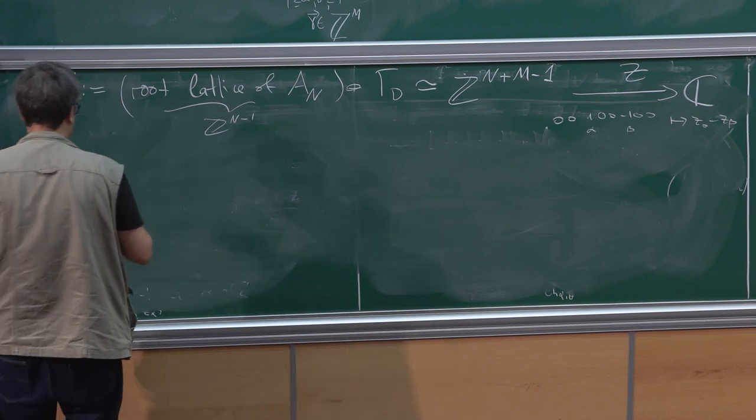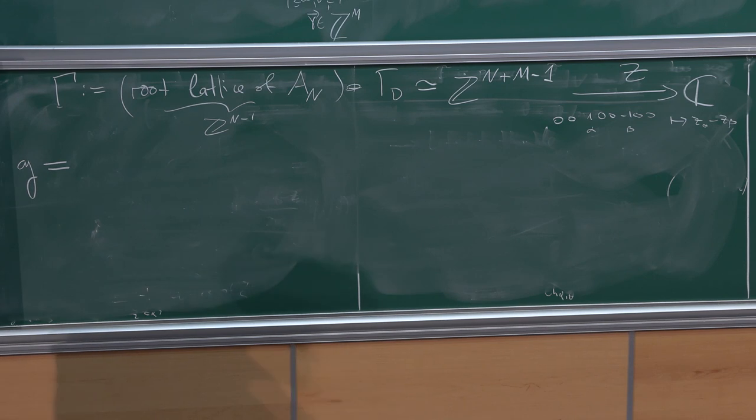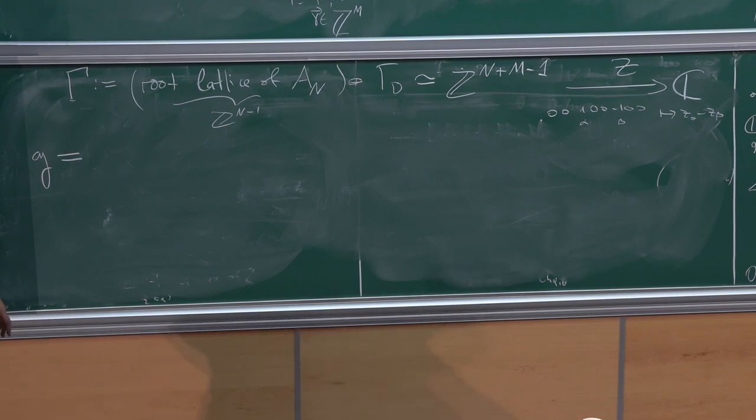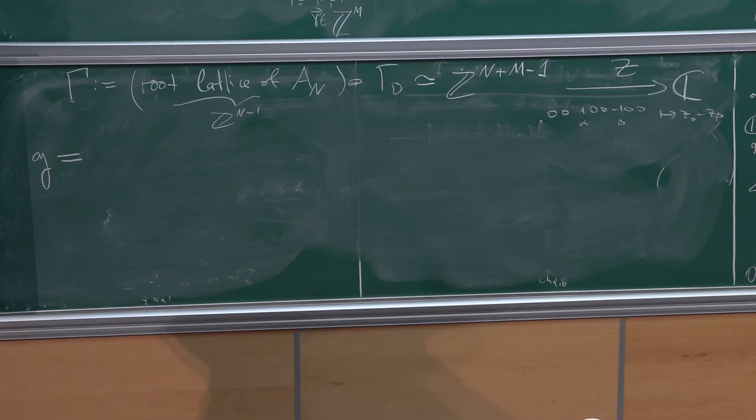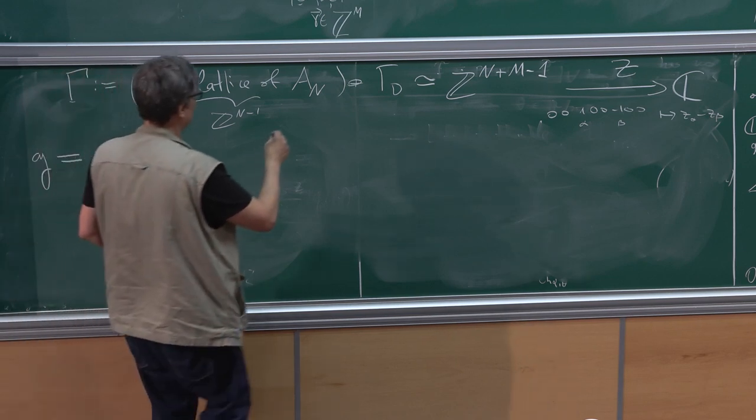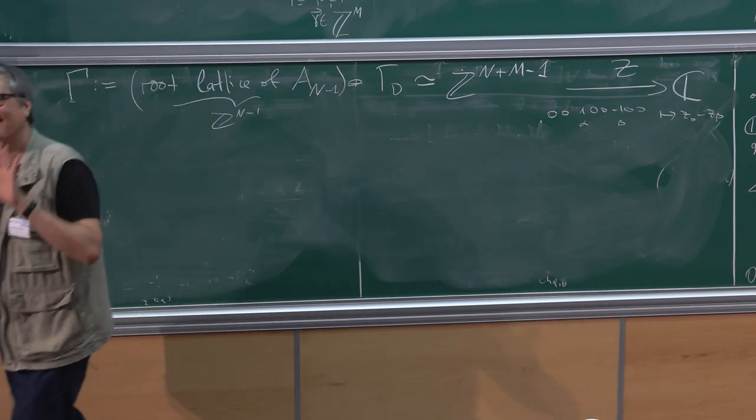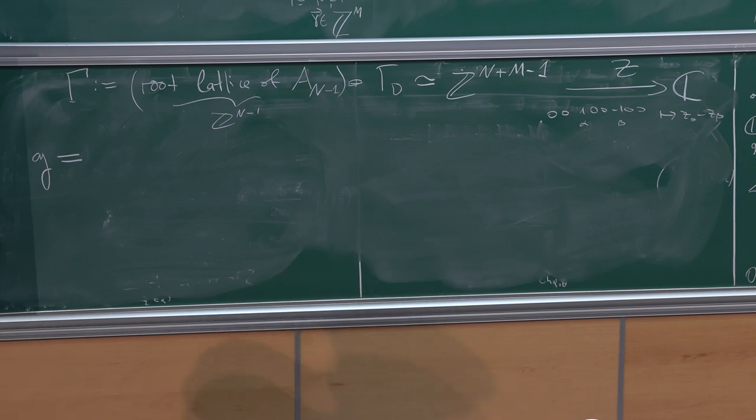namely. The rank of the root lattice of A_n is Z to the n. It's not Z to the n minus one. Sorry. The rank of the root lattice of A_n is Z to the n. Oh, yeah, you're right, n minus one. Yeah, you're right, n minus one, yeah. You're completely right, yeah, sorry.